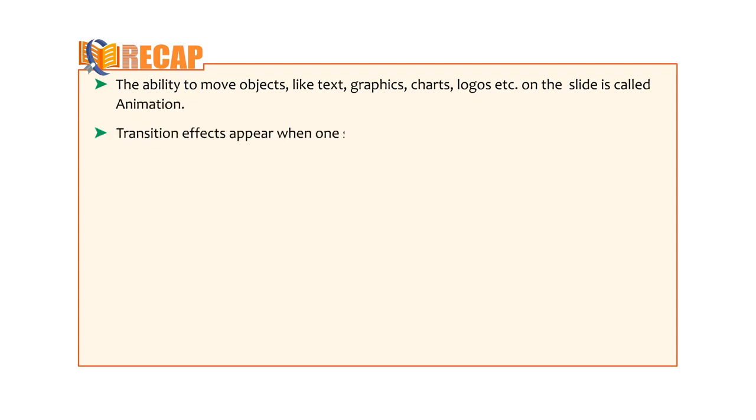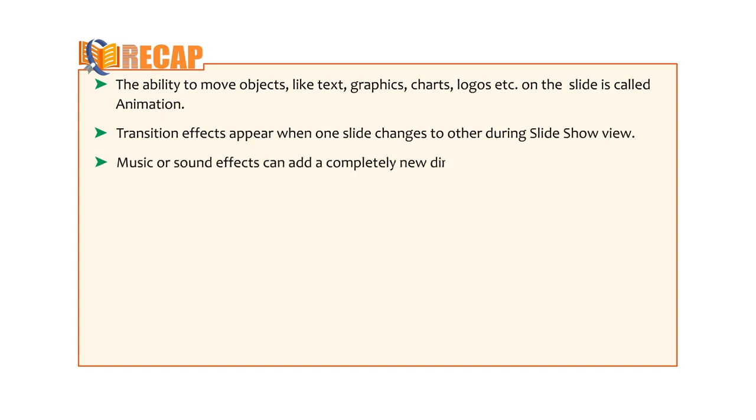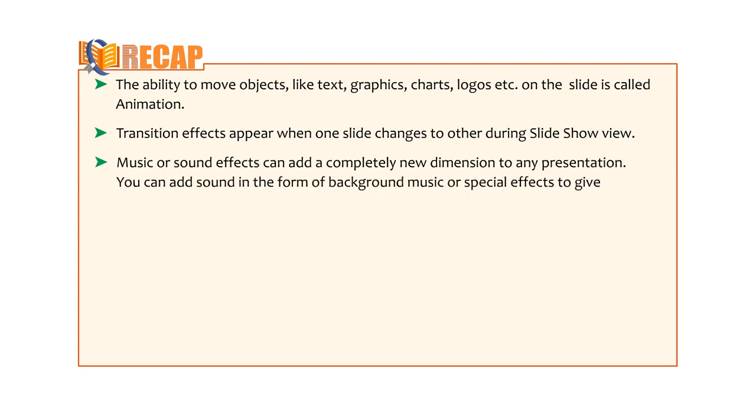The ability to move objects like text, graphics, charts, logos, etc. on the slide is called animation. Transition effects appear when one slide changes to another during slideshow view. Music or sound effects can add a completely new dimension to any presentation. You can add sound in the form of background music or special effects to give importance to specific content.